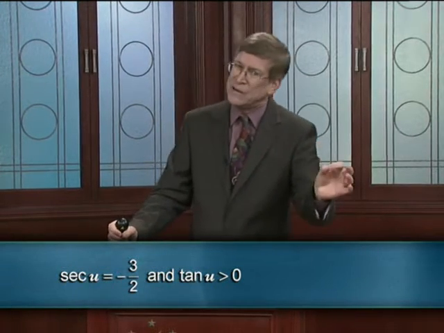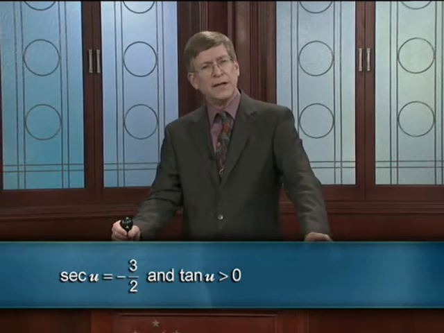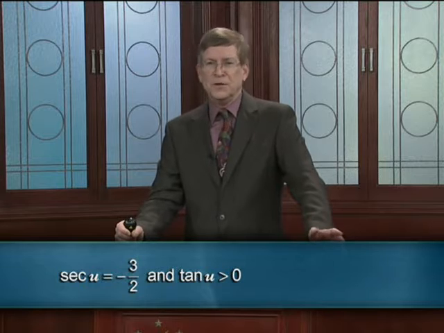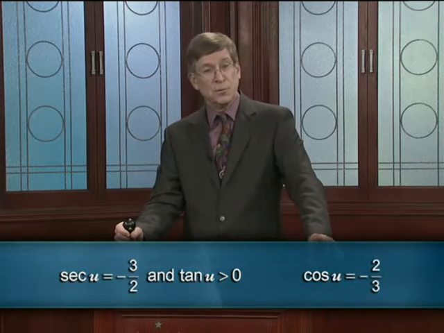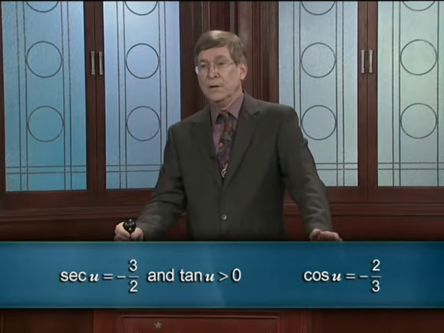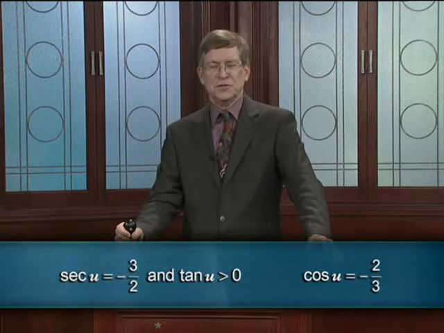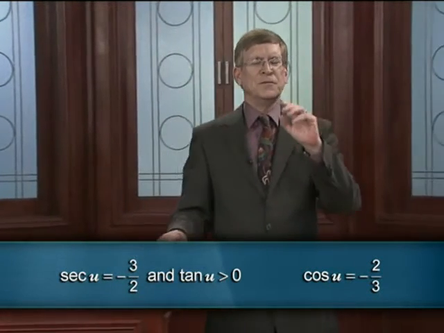That's sort of an added piece of information which will be helpful. So secant is -3/2, tangent is positive. Well, if you know secant, you immediately know cosine. Cosine is -2/3, the reciprocal. So we've now calculated 2 of the 6 trigonometric functions. Cosine is -2/3. Now, pause for a moment.